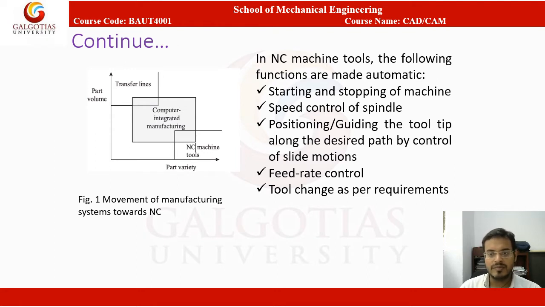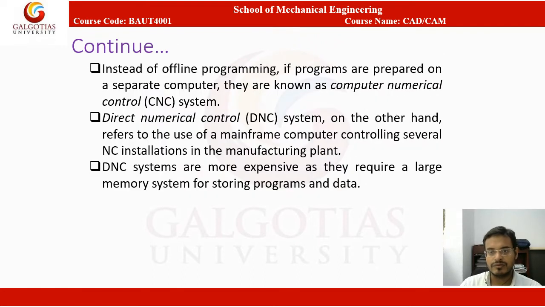So in an NC machine tool, the following functions are made automatic: starting and stopping of the machine, speed control of a spindle, positioning and guiding the tool tip along the desired path by control of slide motions, feed rate control, and tool change as per requirements. So in NC machine tools, feed rate can be controlled, guiding of the tool and workpiece can be done easily, and spindle control can be done easily. Whenever there is any problem in the power or something, starting and stopping of the machine can be done if any mishap takes place. We can change the tool as per the requirements in the NC machine also.